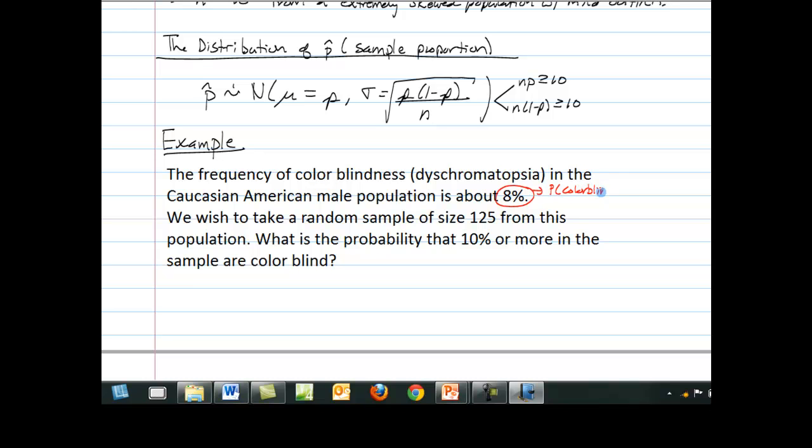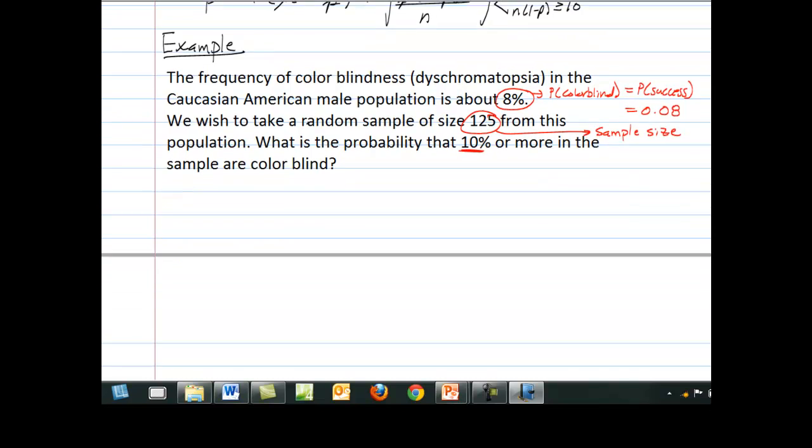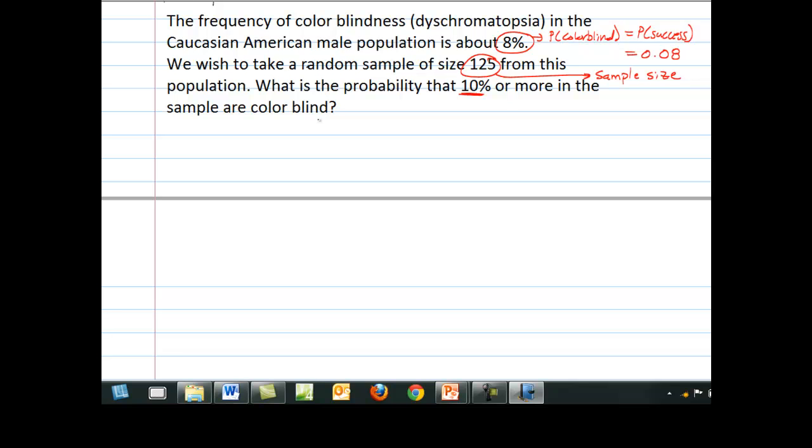That is a success to me because that's what I'm interested in counting. So the probability of success is 0.08. Now 125 is my sample size because we are going to take a random sample of 125 people from this population of Caucasian American males, and we're going to try and determine what is the probability that 10% or more in the sample are colorblind. So let's go ahead and get started trying to summarize all this.